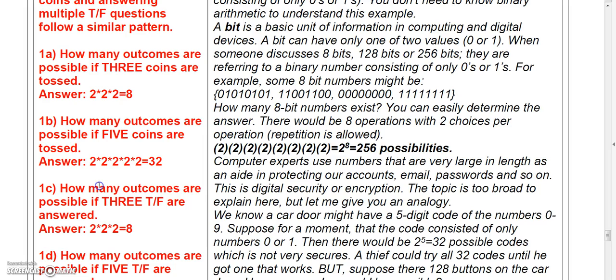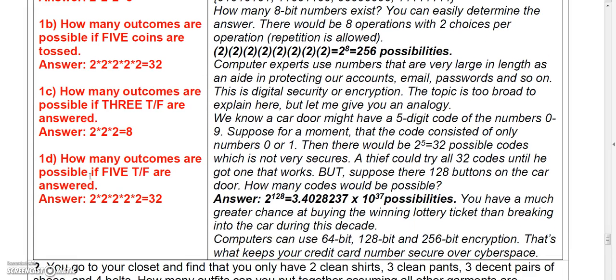And then if you wanted to change this to how many outcomes are possible if you answer 3 true-false questions, well, you could answer the first question true or false, so there's 2 possibilities. You could answer the second question true or false, and you could answer the third question true or false. So 2 times 2 times 2 would give you 8 possibilities. And if you had 5 true-false questions, there's 32 different answer sheets that one could turn in.